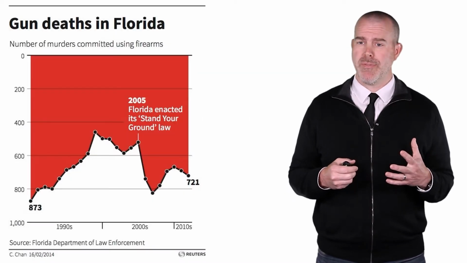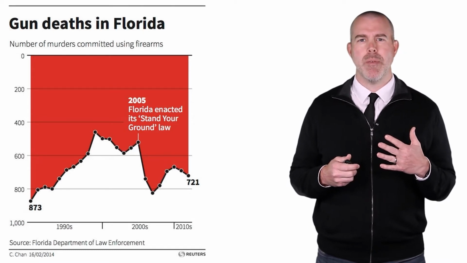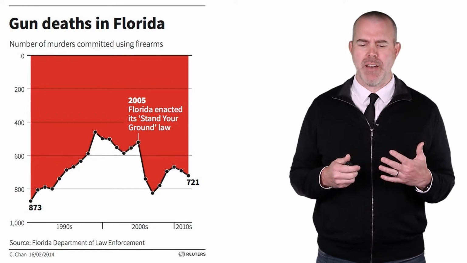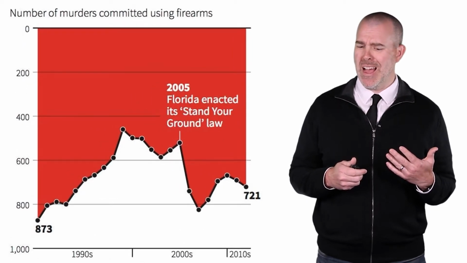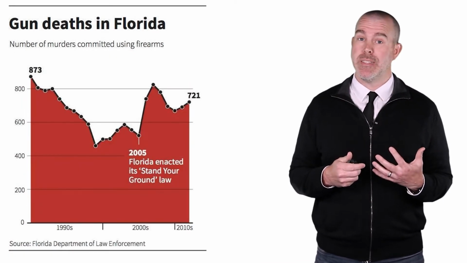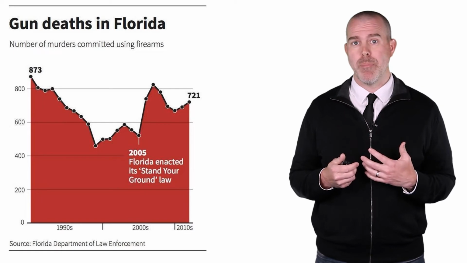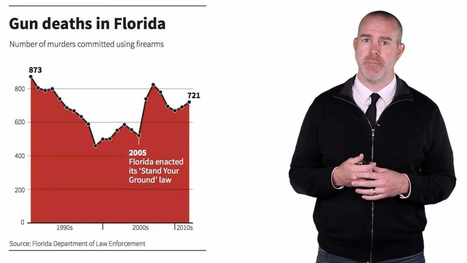All right, this graph is just bad. They're trying to show that maybe murders are declining after the Stand Your Ground Act was passed in Florida, but the Y scale is inverted, right? It's 0 to 1,000. So if we flip it and make it correct, now we can see that actually murders were up after passing that Stand Your Ground law.